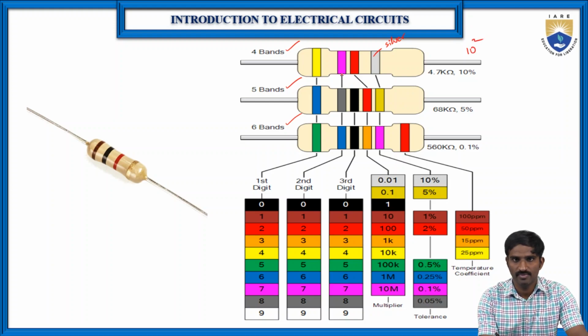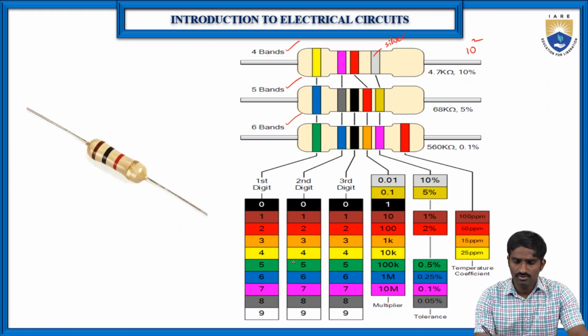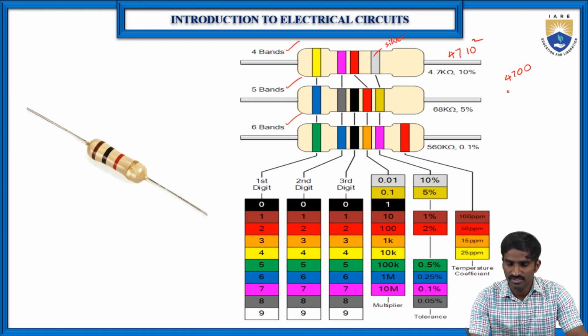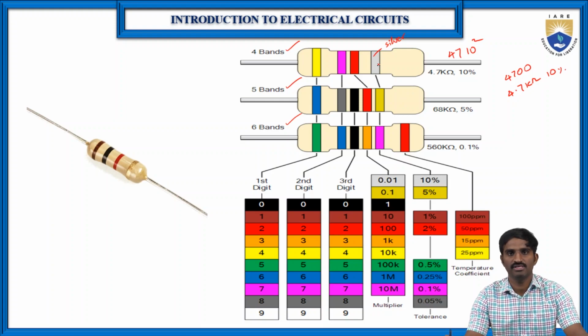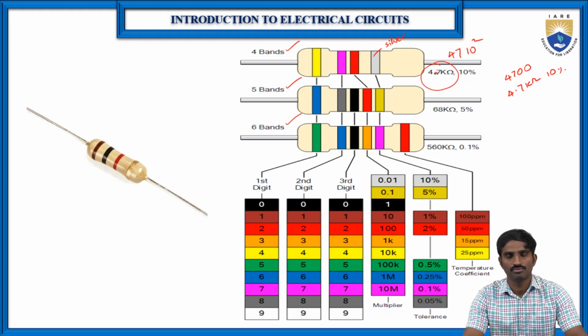And before that there is a pink color, but actually this is not exactly pink, because here 7 is there, and 7 is violet. It looks like pink, but here it is violet. So here it is a 7, and the yellow color is 4, so here it is 4. Which means here 4700, which means 4.7 kilo ohms, at a tolerance of 10%, because silver is there. This is how we can identify the resistance of a particular resistor, right?